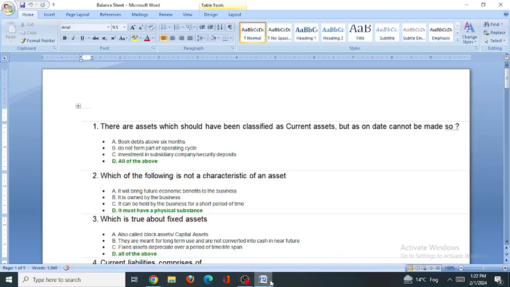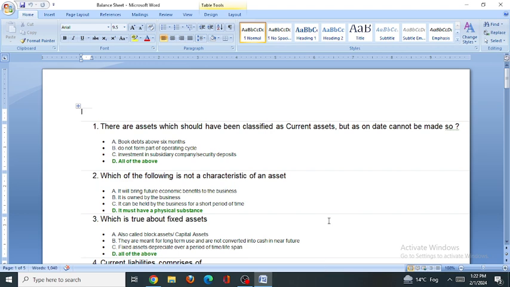Hello everyone. Today I'm here to discuss the MCQs on certain important topics that are very useful to the students of graduation classes of commerce and other backgrounds, that is the balance sheet and the profit and loss account. So let's start the MCQs.